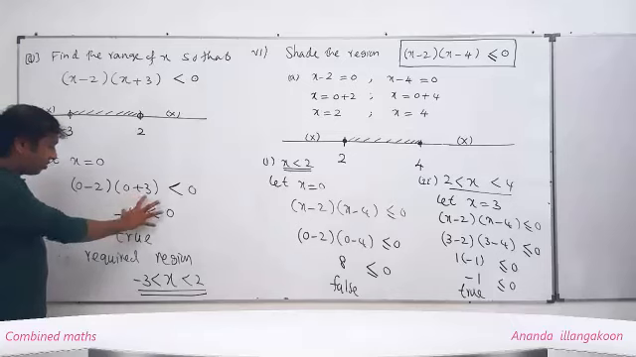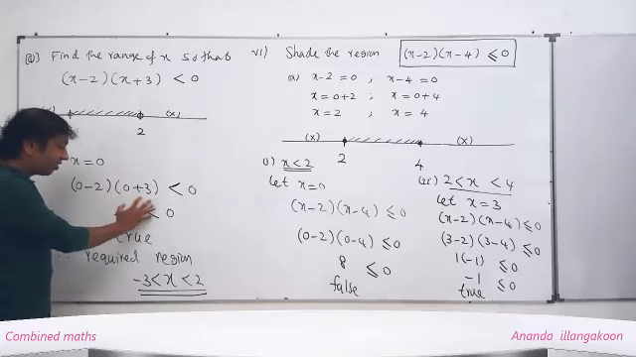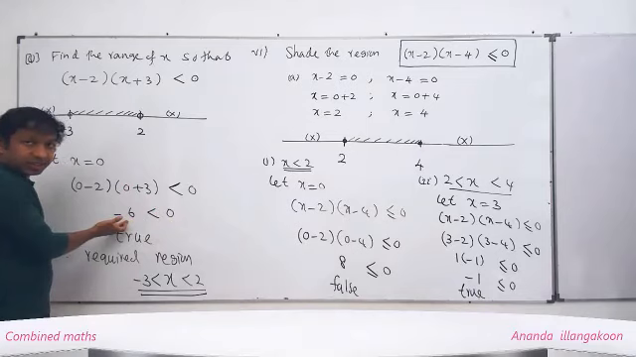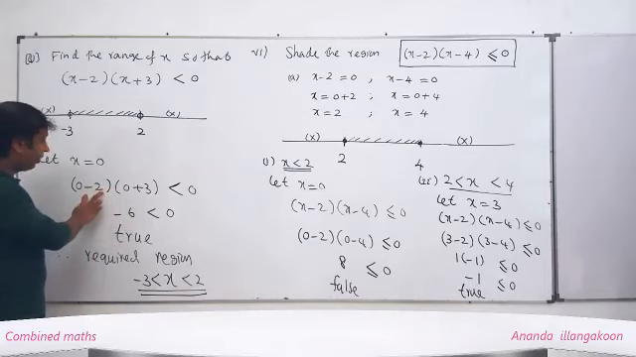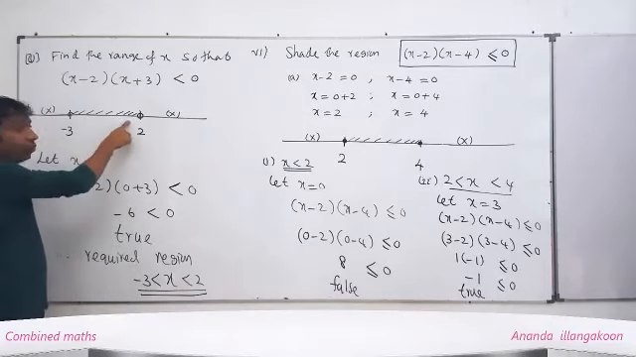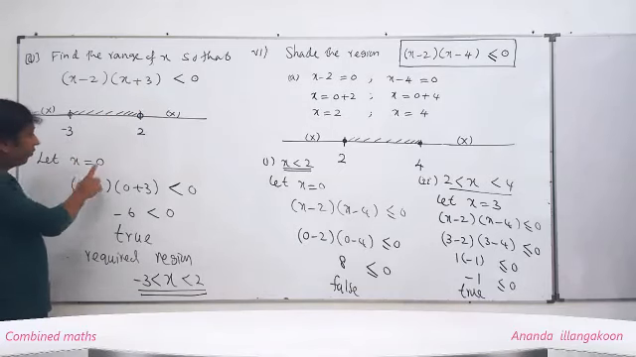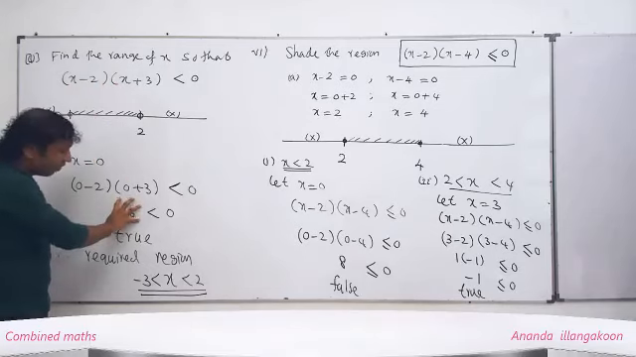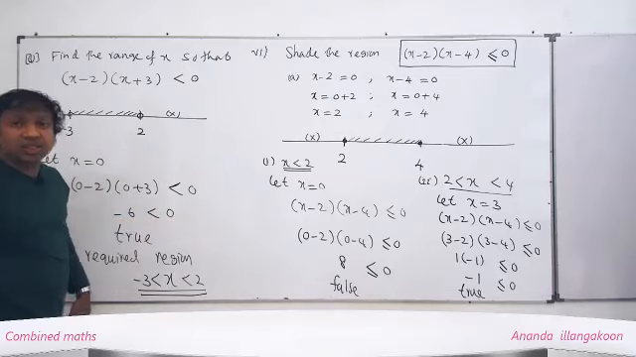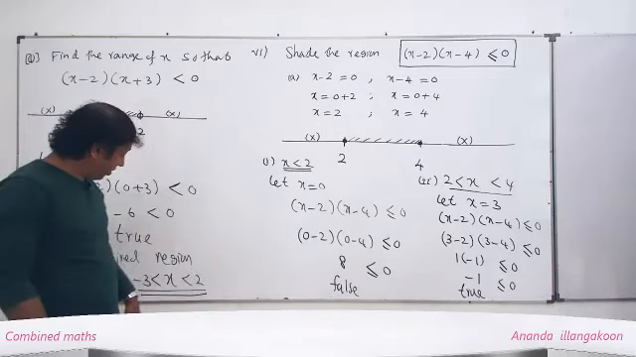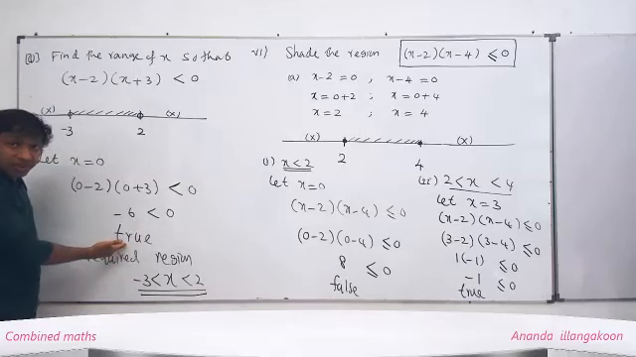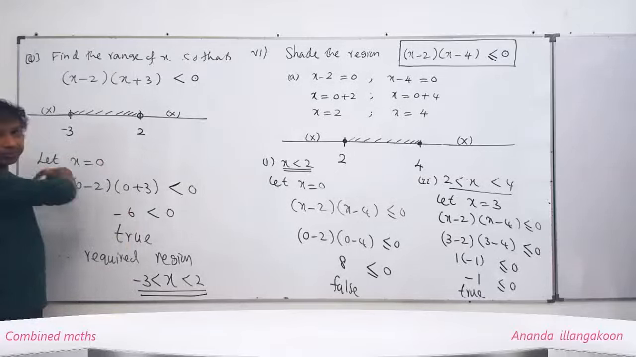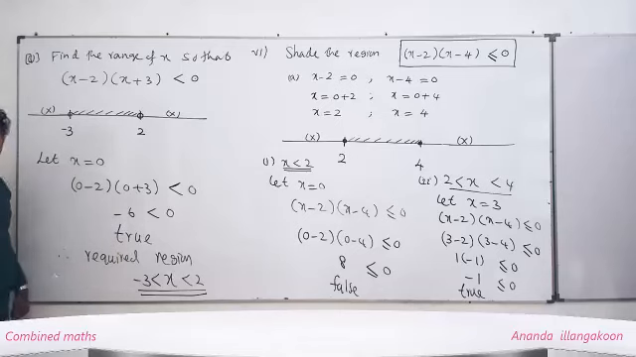Now, here we check whether this resulting statement is true or false. That's what we check. After putting into this inequality a value taken from this interval, that is the 0 we took, we check whether the resulting statement is true or false. This is true. Therefore, we accept this region. Okay, sir. Thank you. That's all. Right. This is the answer.